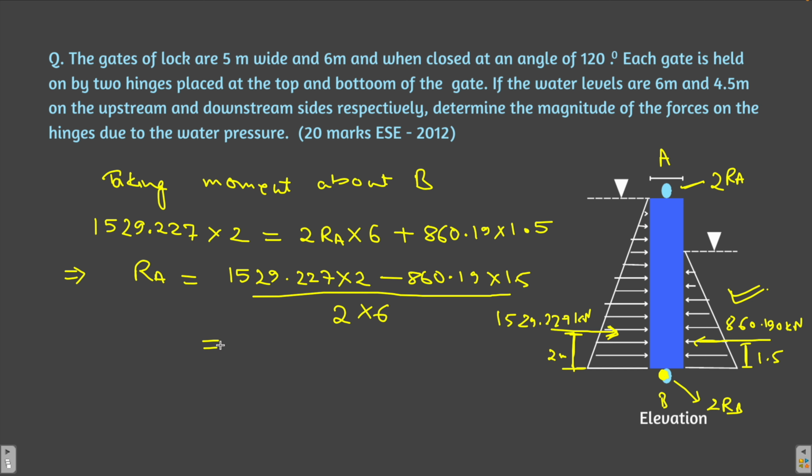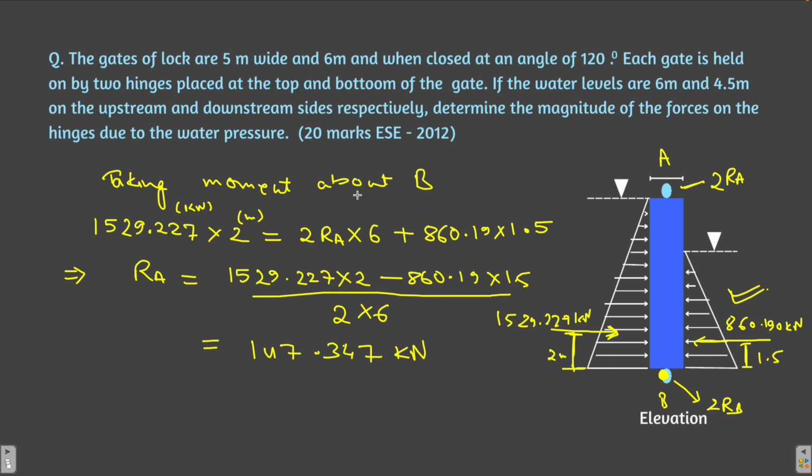So if you solve this, you will get the value of RA. Let me just solve it for you. 1529.227 into 2 minus 860.19 into 1.5, by 2 into 6, equals 147.347 kilonewton. This is kilonewton because this was in kilonewton and this was in meters. So meters will get cancelled out and you will be left with kilonewton.